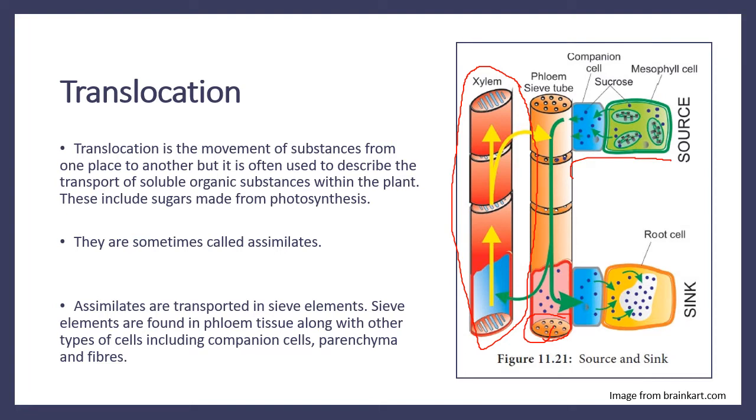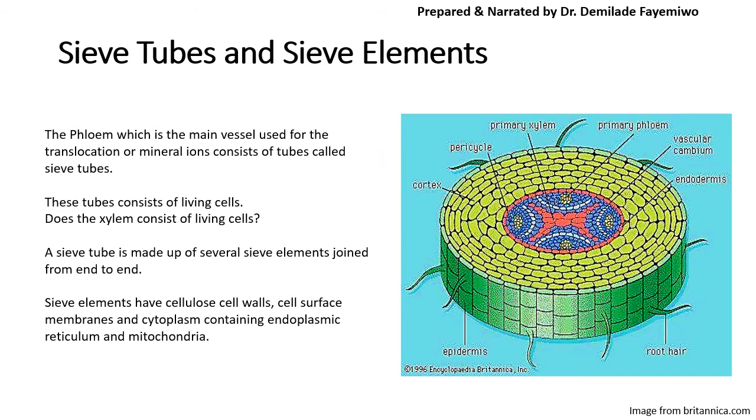Something else to know about phloem tissue is that it has cells called companion cells, and you will see why these become important as we discuss translocation in the phloem. The companion cells are alive, metabolically active cells, and they contribute to the loading of sucrose into the cell. Phloem is the main vessel used to translocate mineral ions as well as sucrose. Phloem cells are also called sieve tubes, and these tubes consist of living cells.